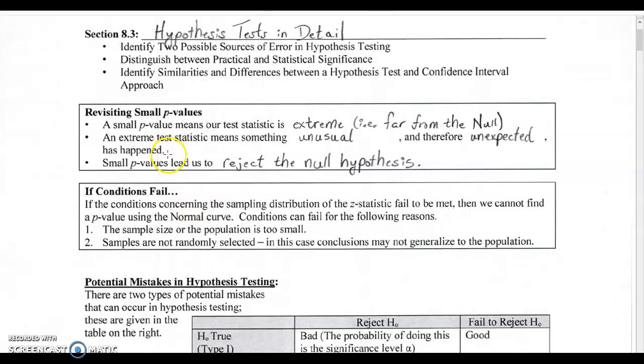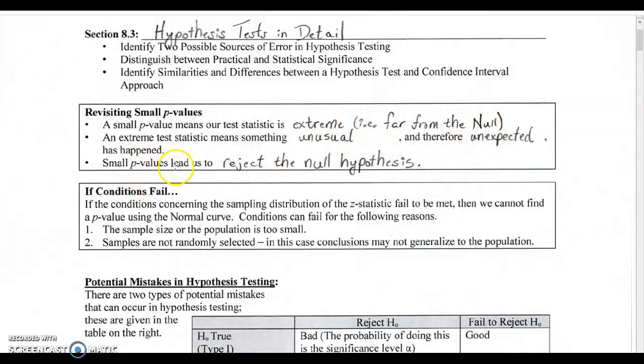Okay, so revisiting small p-values, first of all, a small p-value means that our test statistic is extreme. In other words, it's far from the null. Remember, the null hypothesis is what we have: p equals some p naught, based on some past information or what we expect, some sort of status quo information that we have. So a small p-value means that we got a test statistic, which is a z-score, a z-stat, that's a long way from the null. So a small p-value means we do have an extreme test statistic. An extreme test statistic means that something unusual, therefore unexpected, has happened.